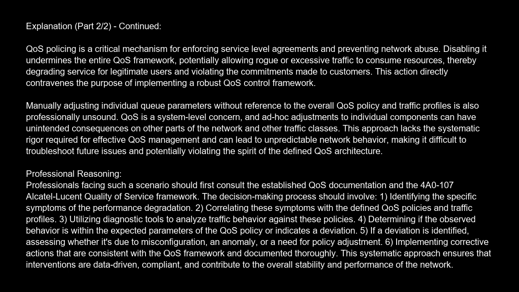4. Determining if the observed behavior is within the expected parameters of the CoS policy or indicates a deviation. 5. If a deviation is identified, assessing whether it's due to misconfiguration, an anomaly, or a need for policy adjustment. 6. Implementing corrective actions that are consistent with the CoS framework and documented thoroughly. This systematic approach ensures that interventions are data-driven, compliant, and contribute to the overall stability and performance of the network.